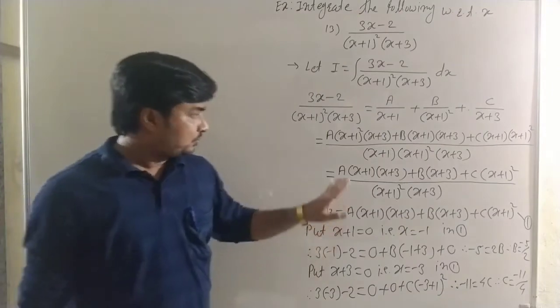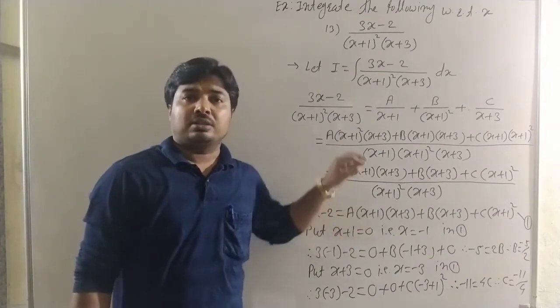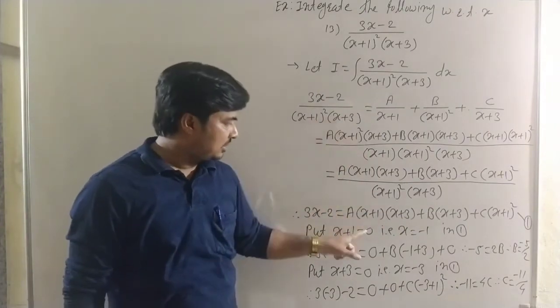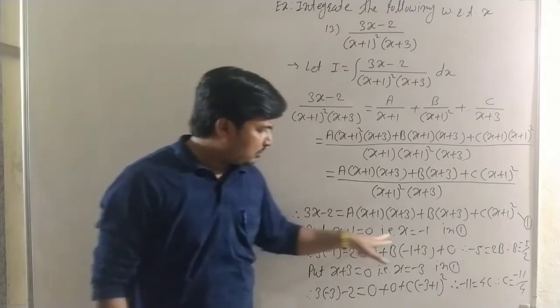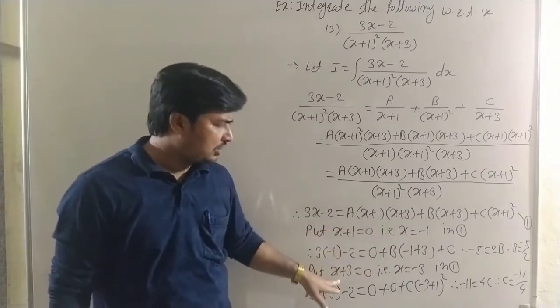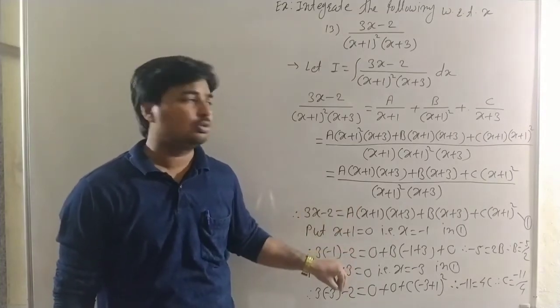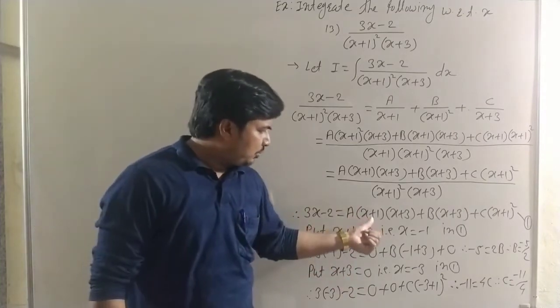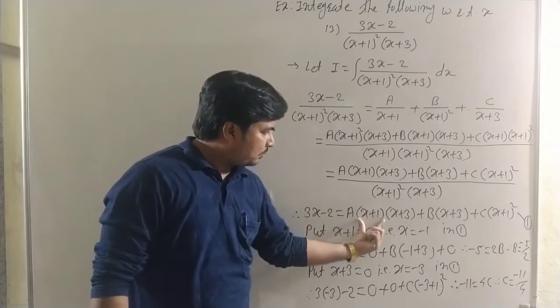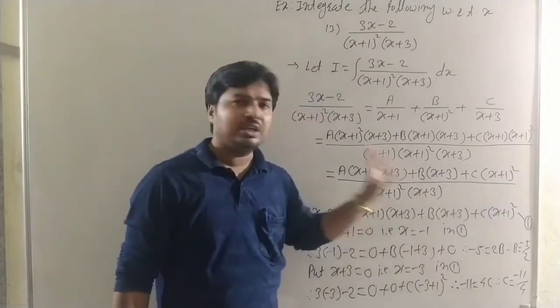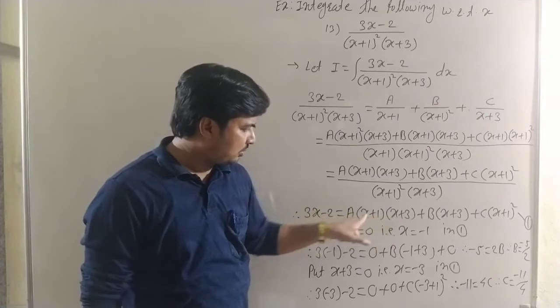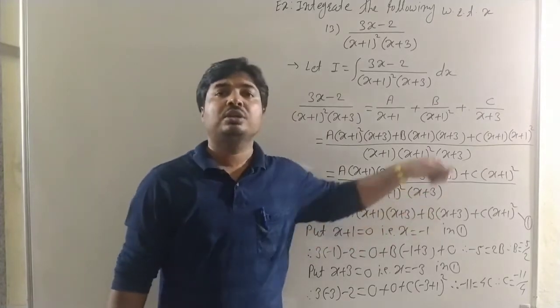Okay, now we put both factors, that is the two factors, x plus 1 and x plus 3 equal to 0. Why are we putting x plus 1 and x plus 3 equal to 0? Because when we put x plus 1 equal to 0, a and c get cancelled, we get the value of b. When we put x plus 3 equal to 0, a and b are 0, we get the value of c.